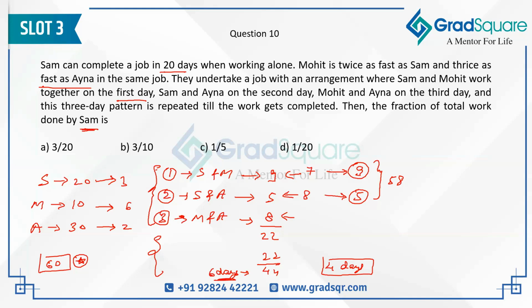But we are only concerned with Sam. Now understand, Sam till here had worked for 4 days, correct? On this day, Sam is working? Yes. On this day, Sam is working? Yes. So Sam has worked for a total of 6 days is what we are getting down to.